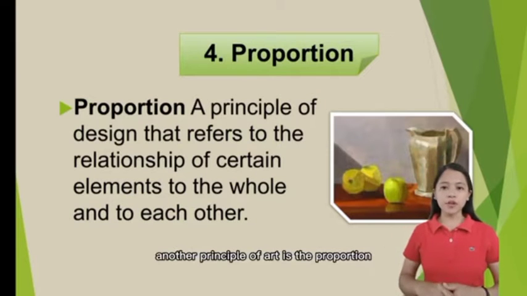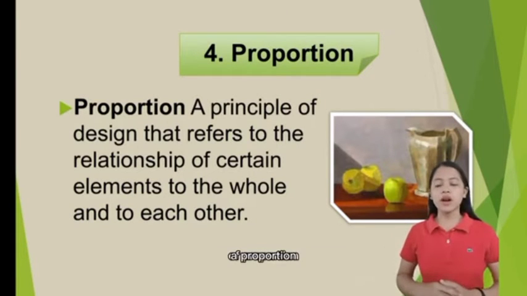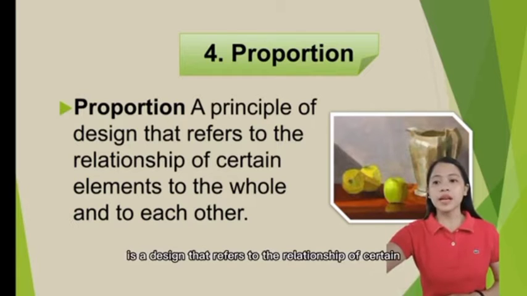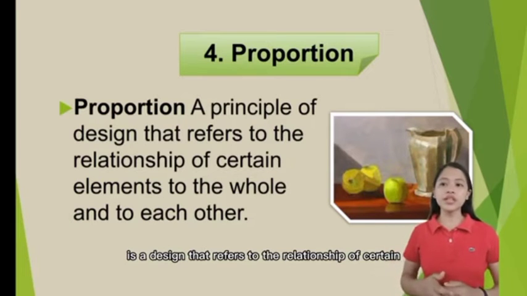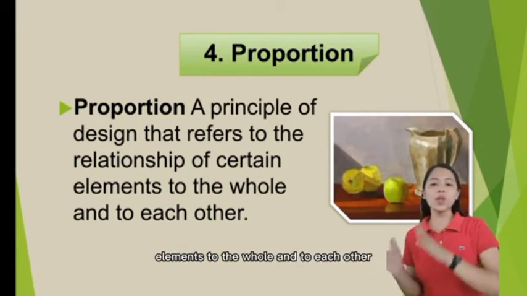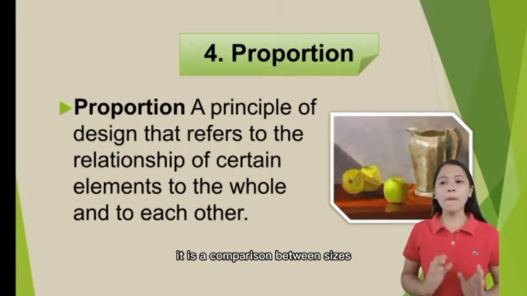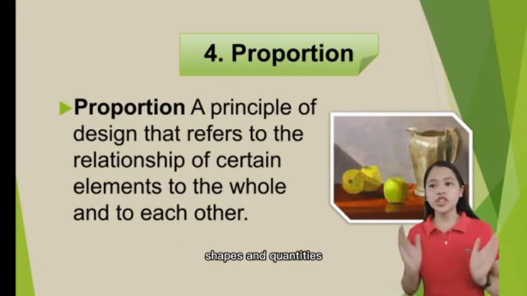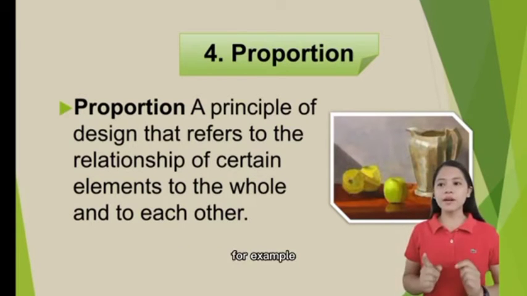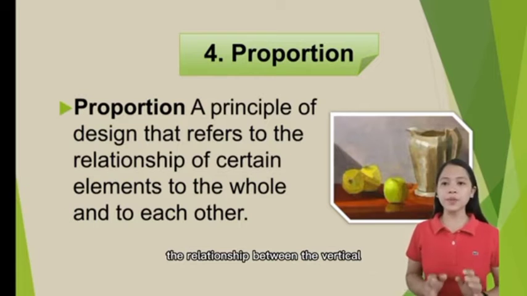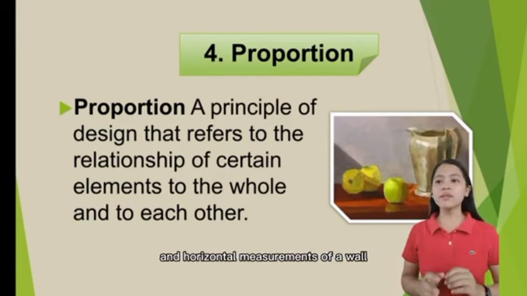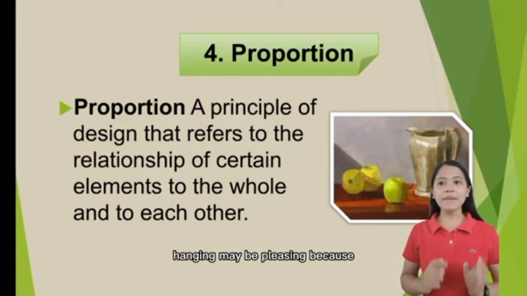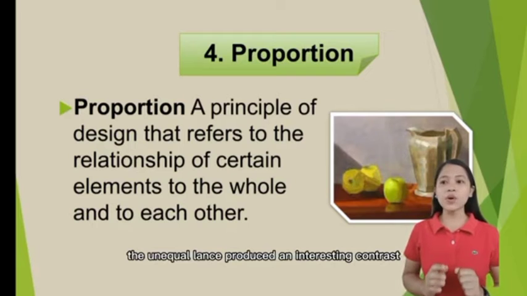Another principle of art is proportion. Proportion in design refers to the relationship of certain elements to the whole and to each other. It is a comparison between sizes, shapes, and quantities. For example, the relationship between the vertical and horizontal measurements of a wall hanging may be pleasing because the unequal lengths produce an interesting contrast.